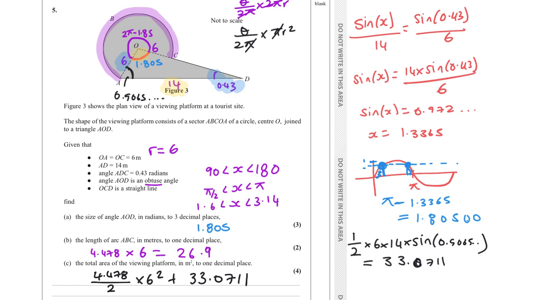So 4.478 divided by 2 times 6 squared plus 33. I got 80.604. I got 113. Oh, yeah, because you've done just that part, yeah. So my total is 113.6751. 1 decimal place is 113.7 meters squared.